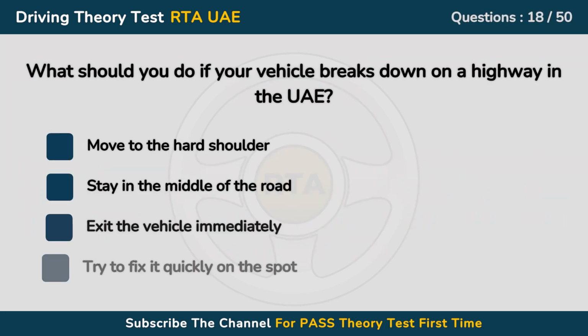Question 18. What should you do if your vehicle breaks down on a highway? A. Move to the hard shoulder. B. Stay in the middle of the road. C. Exit the vehicle immediately. D. Try to fix it quickly on the spot.